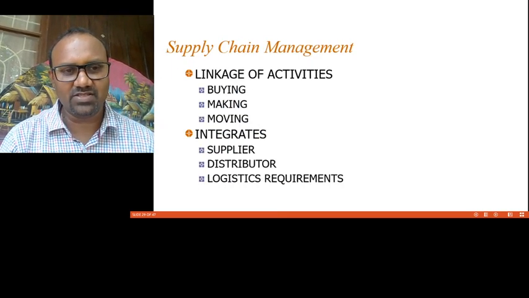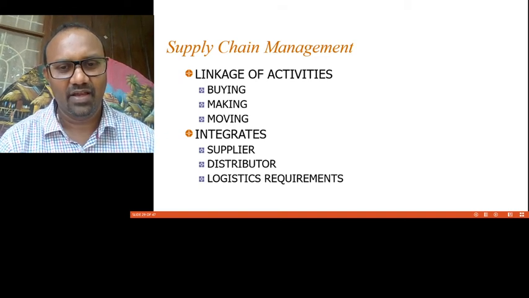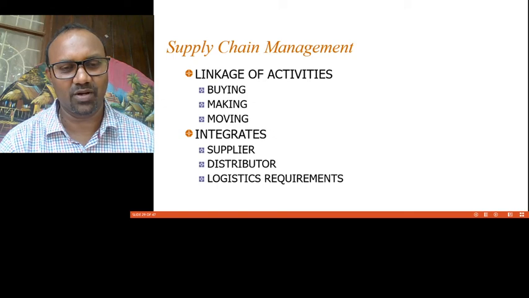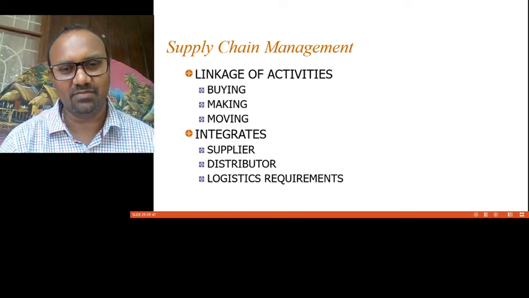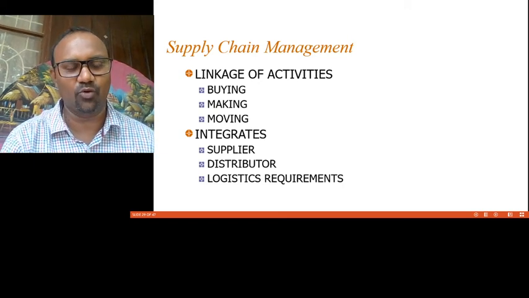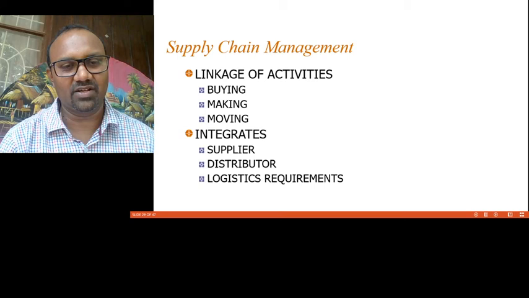So these are the various components, the linkage of activities between buying, making, and moving, and then integrating the suppliers, distributors, and various logistic players who come into the supply chain system. Now, all of them are going to very actively participate and play their role and part, thereby enabling a firm to get the advantage of a supply chain.